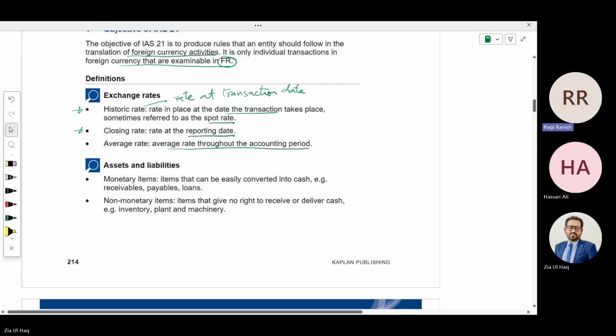Assets and liabilities: monetary and non-monetary. Monetary means that can be converted into cash easily, like receivables, payables, loans. These are monetary assets. Bonds, preference shares, are also monetary. Non-monetary items cannot be converted into cash easily, like inventory, plant and machinery, intangibles. Monetary assets and liabilities and non-monetary assets and liabilities.